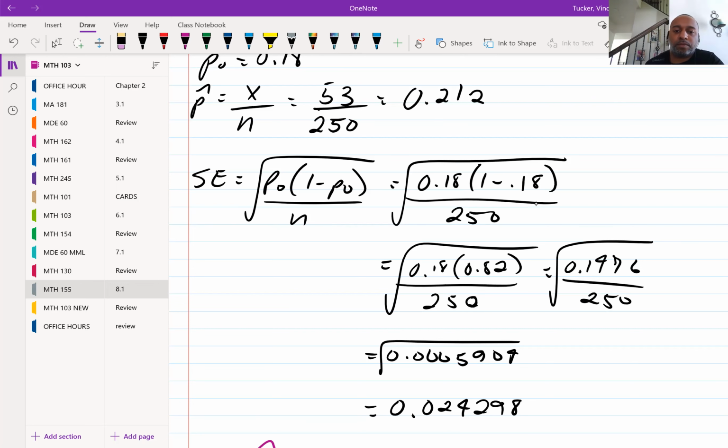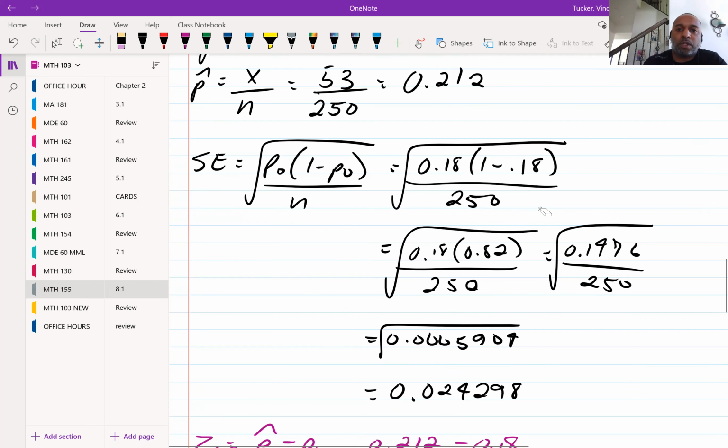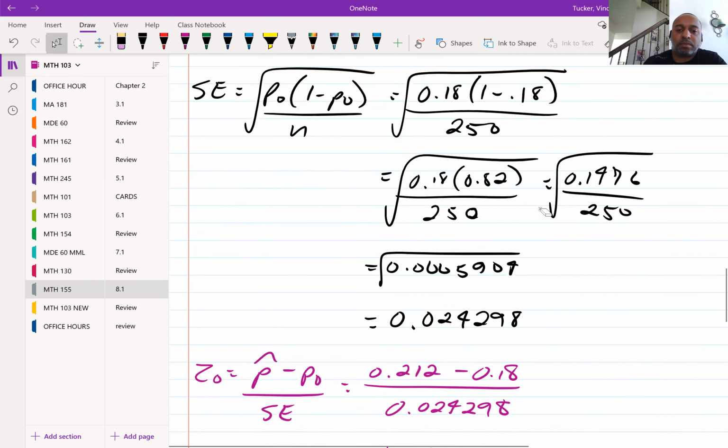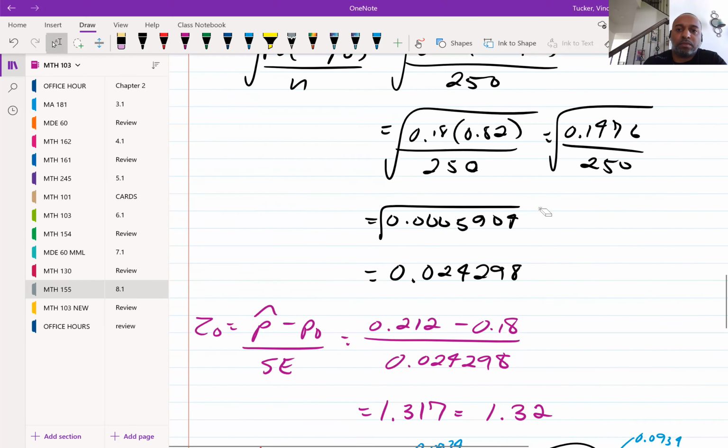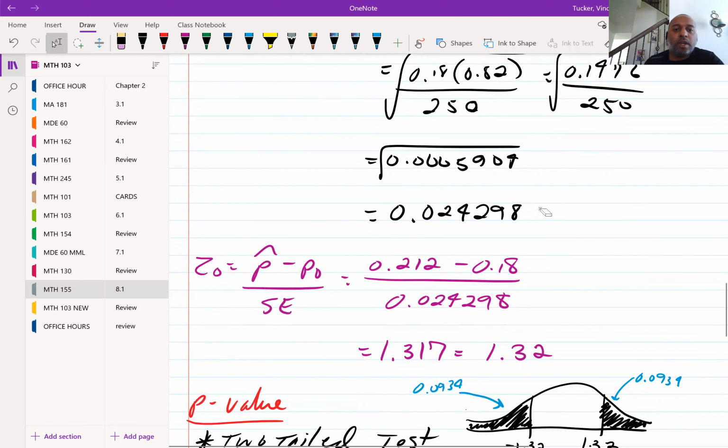All right. Can we scroll up? Everybody good? Okay, so then Z naught is P hat minus P naught over our SE. So that's 0.212 minus 0.18 over 0.024298. And that gives us 1.317, which as a Z-score would be 1.32.